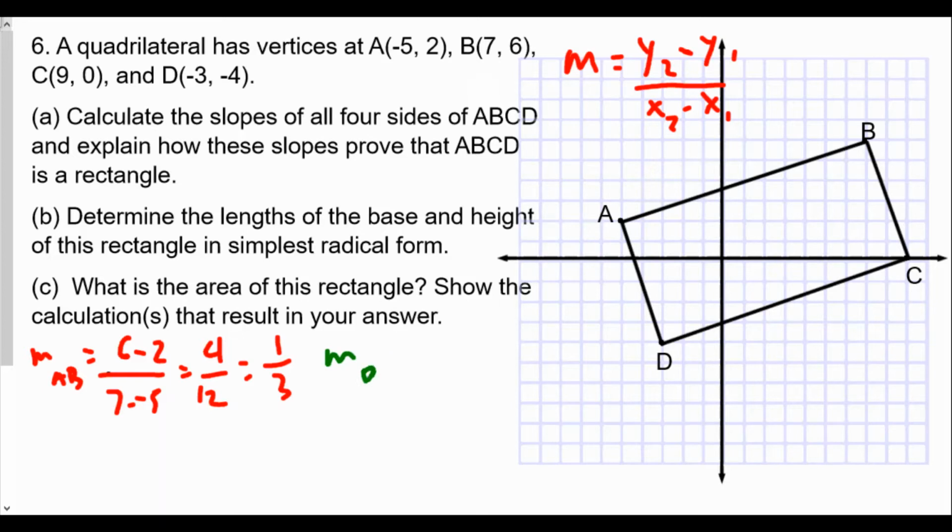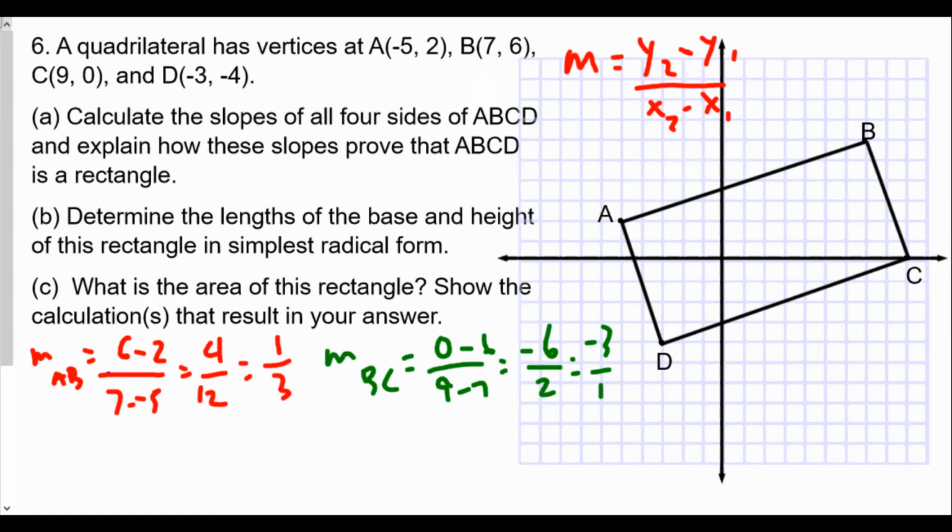Now for the slope of BC. BC will be 0 minus 6 over 9 minus 7, that's -6 over 2, or -3 over 1. So we do definitely have a right angle here. How do we know this? Well, we know there's a right angle because when two segments have negative reciprocal slopes, they are perpendicular to each other, and perpendicular lines form right angles.